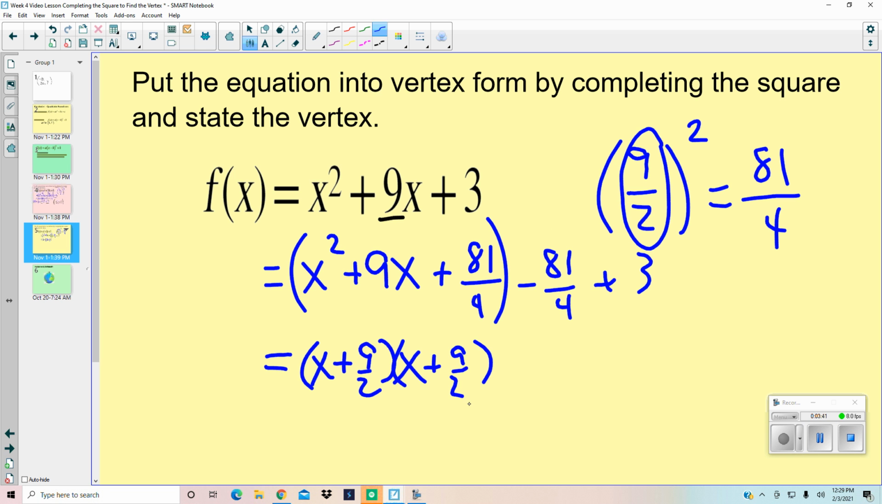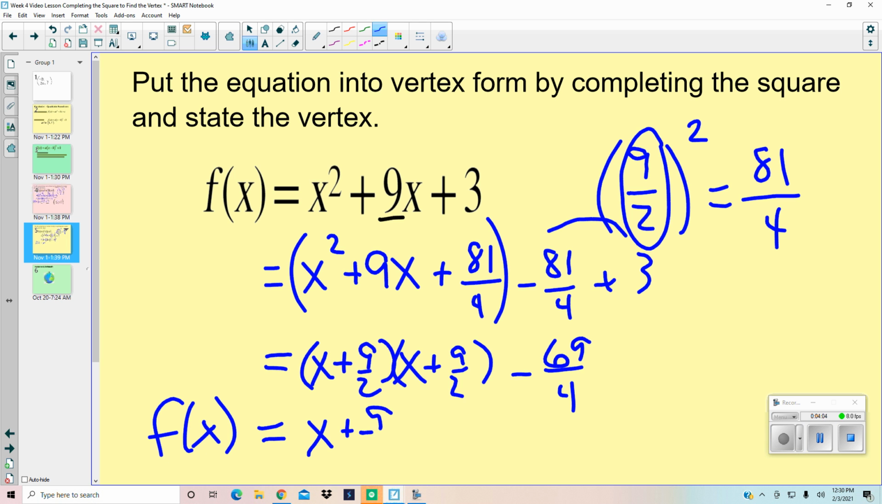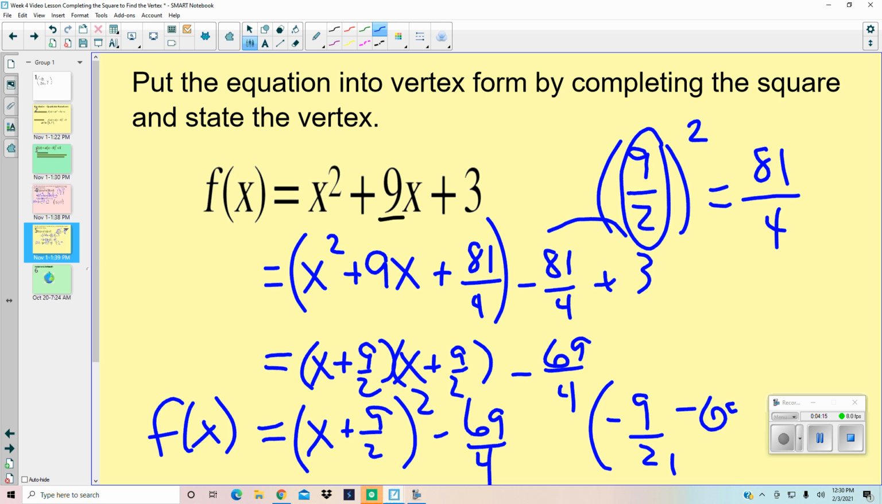Then I'm going to put together the negative 81 fourths and 3. The easiest way to do that is to put in your calculator negative 81 divided by 4, then add 3. You're going to get a decimal, but then hit the math key and hit enter twice, and it'll give you the fraction or the equivalent fraction. So this is going to be equal to x plus 9 halves squared minus 69 fourths. So my vertex is going to be negative 9 halves and negative 69 fourths. And I don't know if in Delta Math they let you use decimals or not. I just encourage you to leave them as fractions.